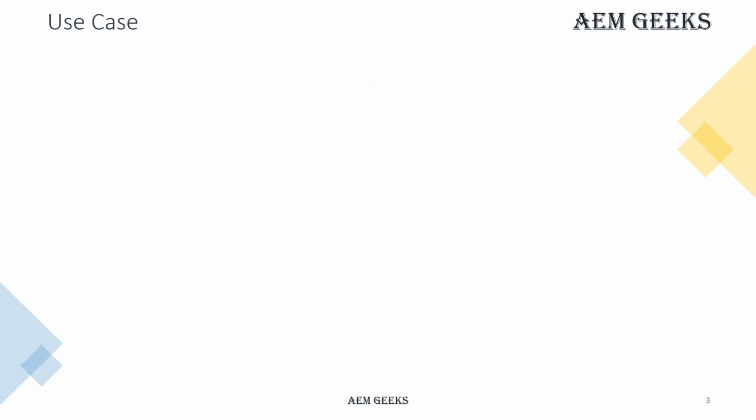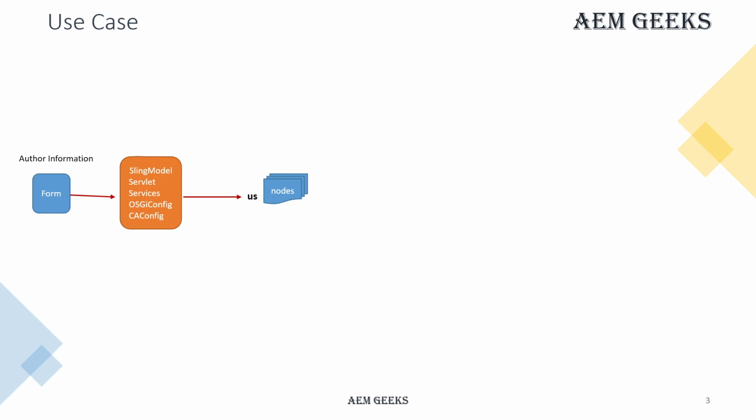So I will start this series with a high level scenario. Let's understand that. We have a form, and obviously we'll have all the backend things like Sling model, servlet, services, OSGi configuration and context aware configuration. In this form, we have a user's information, meaning I will add author information, let's say an author or a writer, and then we'll save that information in the form of nodes in a repository. Then we have a component with a table, where we'll display this information in the form of a table. So this is the high level.